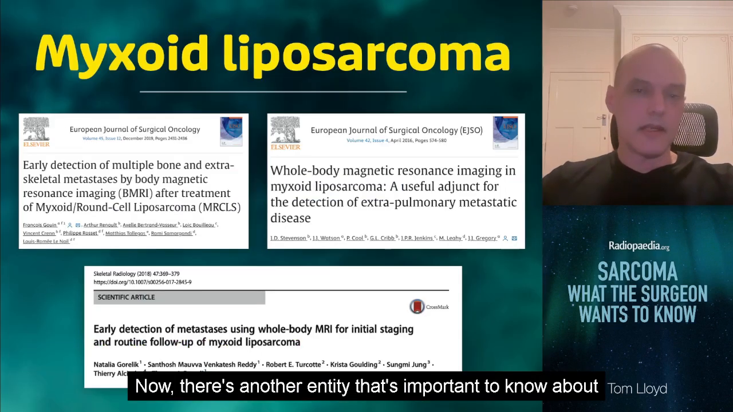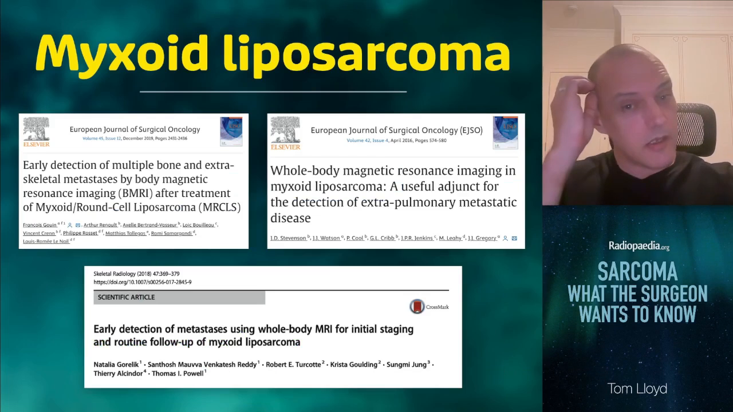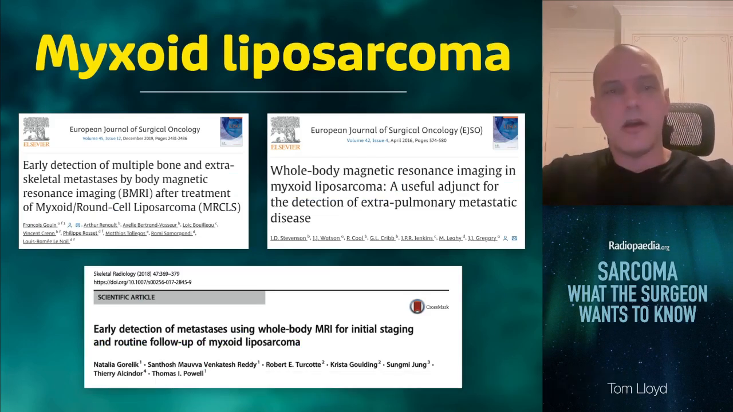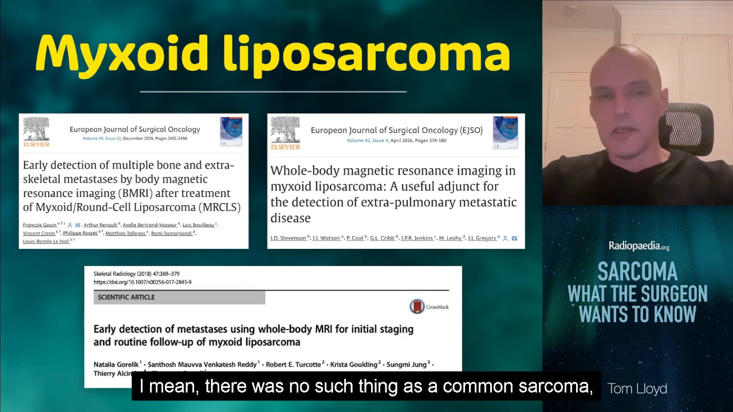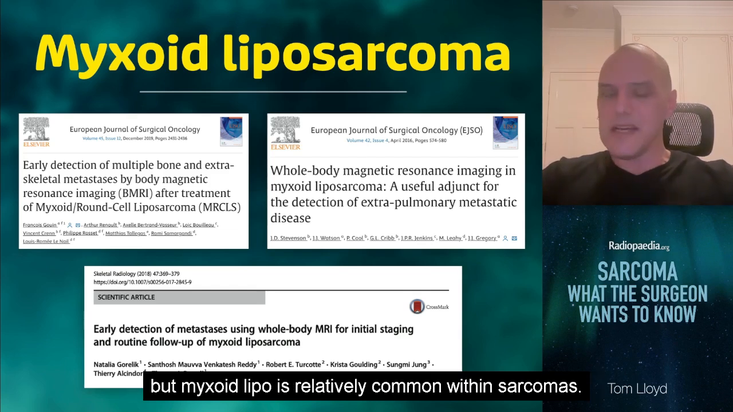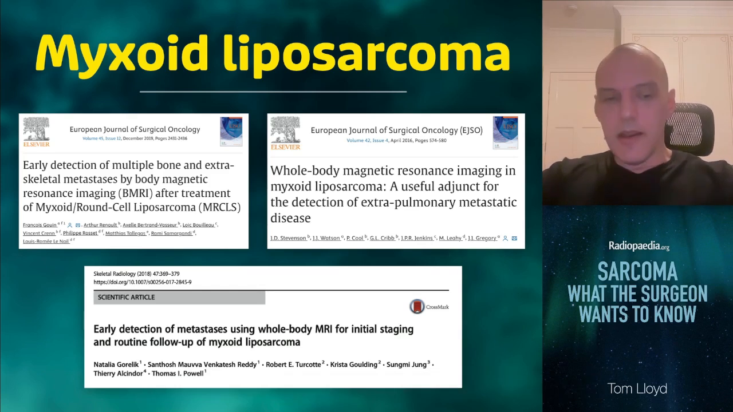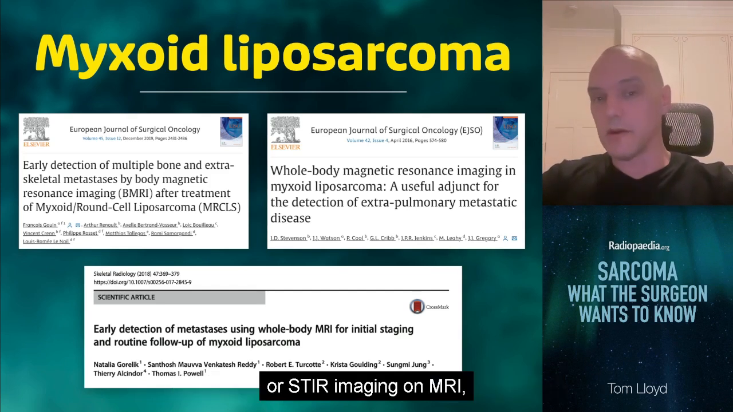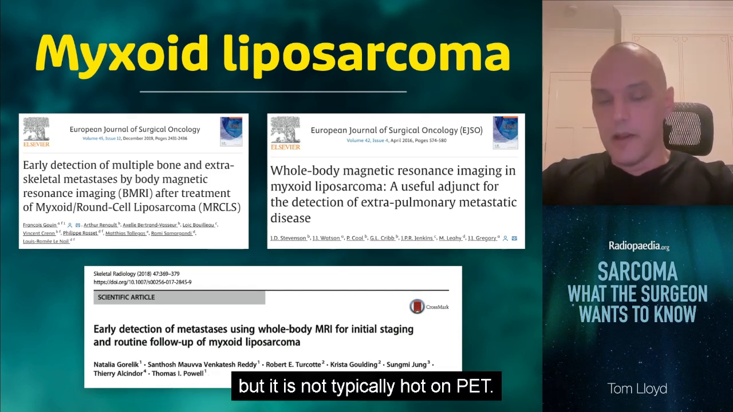Now, there's another entity that's important to know about because of the opposite reason. So myxoid liposarcoma is actually a relatively common tumour in terms of sarcoma. I mean, there is no such thing as a common sarcoma, but myxoid lipo is relatively common within sarcomas. Now, it's a tumour that is extremely bright on T2 weighted imaging or STIR imaging on MRI, but it is not typically hot on PET.